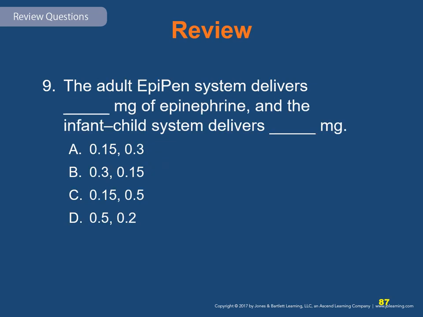Number 9, the adult EpiPen system delivers blank milligrams of epinephrine, and the infant child system delivers blank milligrams. A, 0.15 and 0.3. B, 0.3 and 0.15. C is 0.15 and 0.5. And D is 0.5 and 0.2. This one should be fairly easy for you to remember.